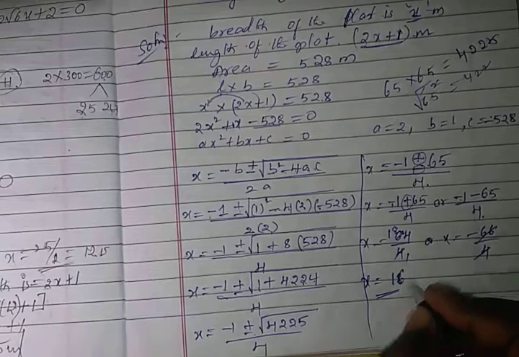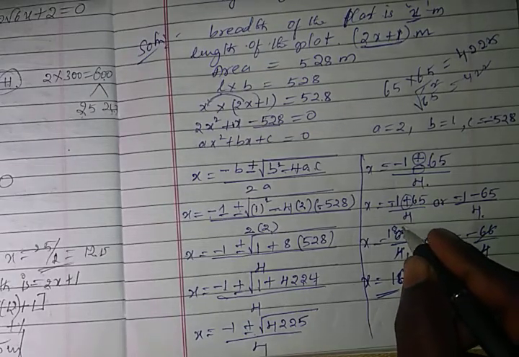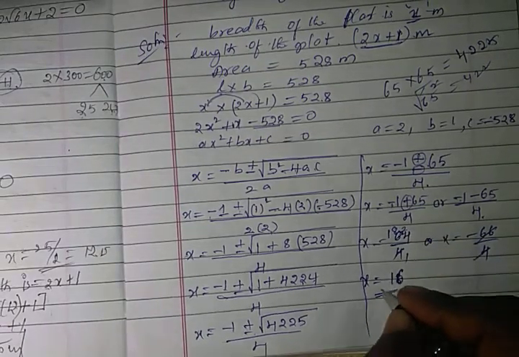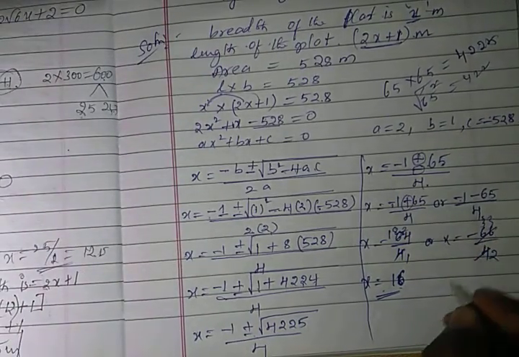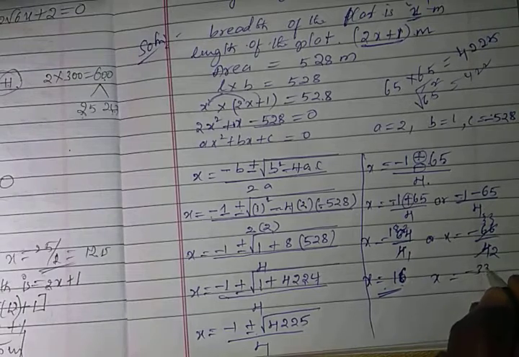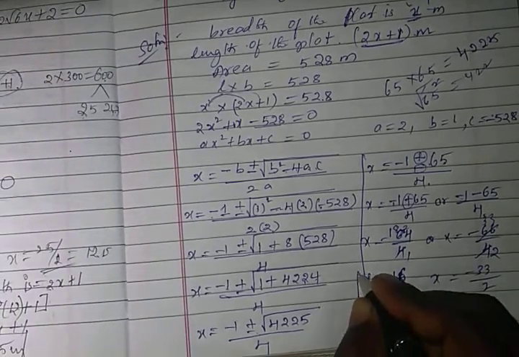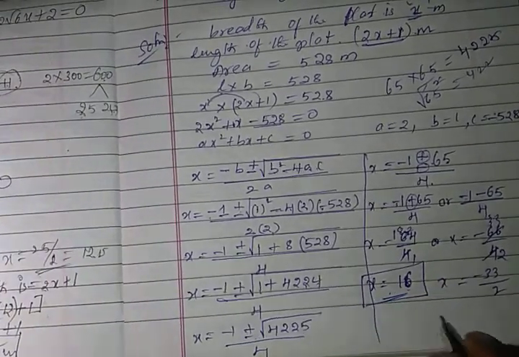This is 6. 4 6s are 24. Here 24, 6 are 24. That is x is equal to 16. Then x is equal to minus 33 divided by 2. Though the breadth is 16 meter.